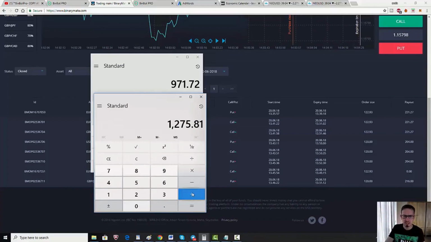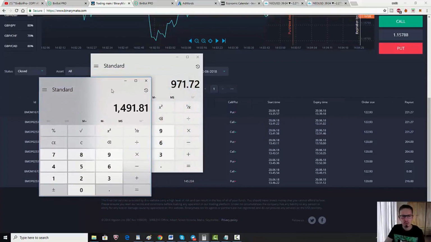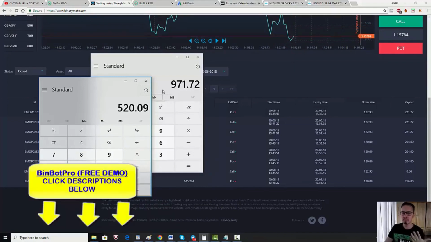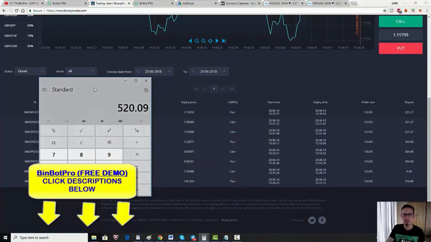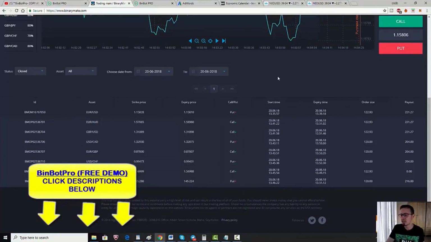And plus 216, which we got from our GBP trades. So that was our total payout minus our investment, which is 971.72. Okay, that brings us total profit from today's session, $520.09. So we generated over $500, as we generated $520, even though we had 1 loss. So we had this really great performance, guys. So 7 winning trades, 1 loss, so 8 trades in total.